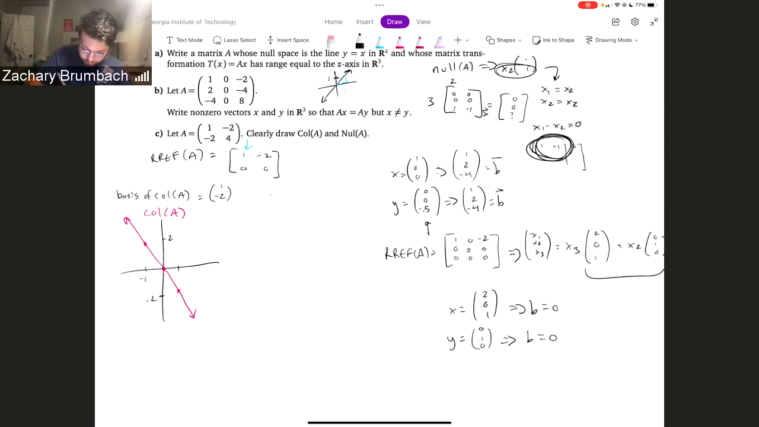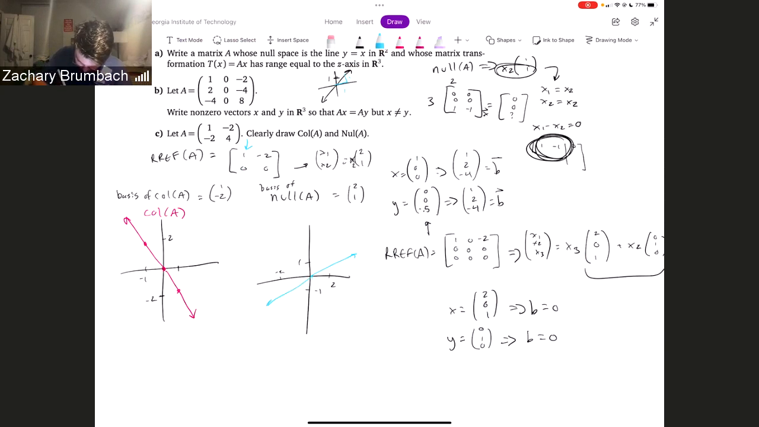All right. As for the null space of A, let's write this in parametric vector form. We have x1, x2 equals x2 times 2, 1. So the basis of the null space of A is 2, 1. So we draw that as 2, 1, 2, -1. Draw this one in blue. That is your null space of A. Okay, so that's for C.